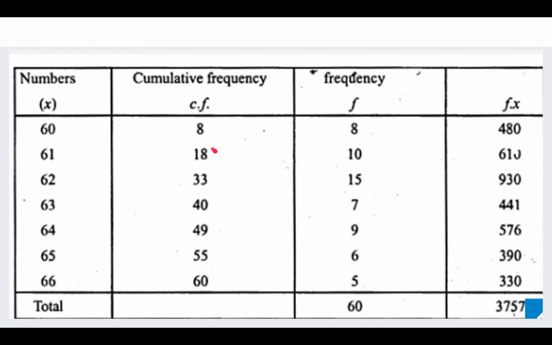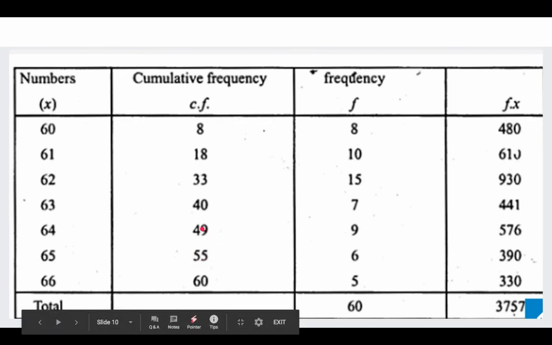Now, students, 33 minus 18. Subtract these two. 33 minus 18 is 15. Good. 40 minus 33, simple, 7. 49 minus 40, 9. 55 minus 49, subtract, 6. And 60 minus 55, 5. So are you getting how to get cumulative frequency?